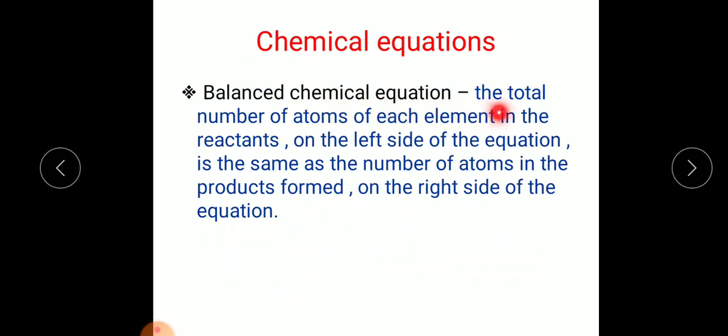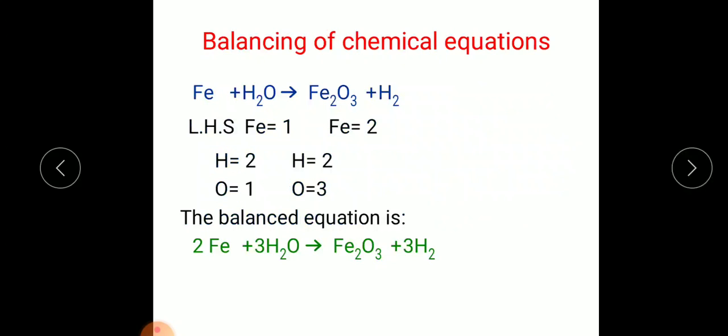A balanced chemical equation means the total number of atoms of each element in the reactants on the left hand side of the equation is the same as the number of atoms in the products formed on the right hand side of the equation. That means the number of atoms in the reactants should be equal to the number of atoms in the products in order to be a balanced chemical equation.